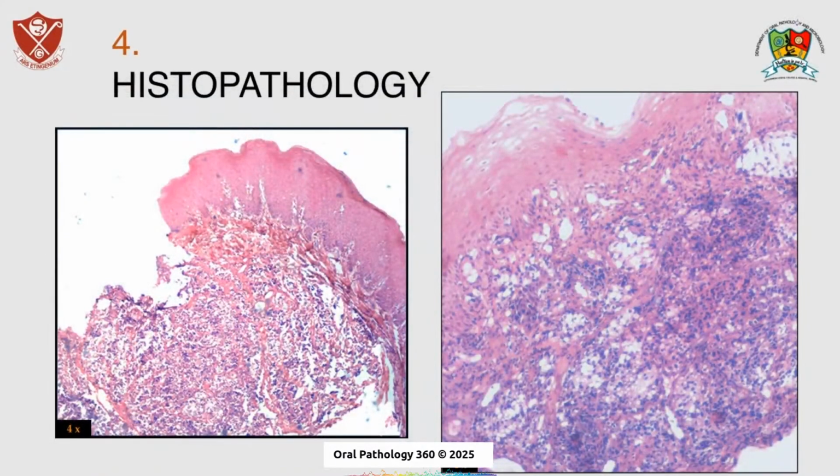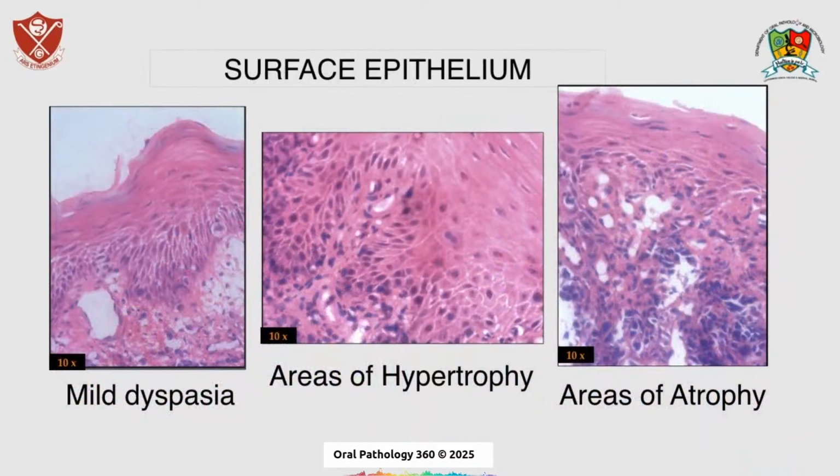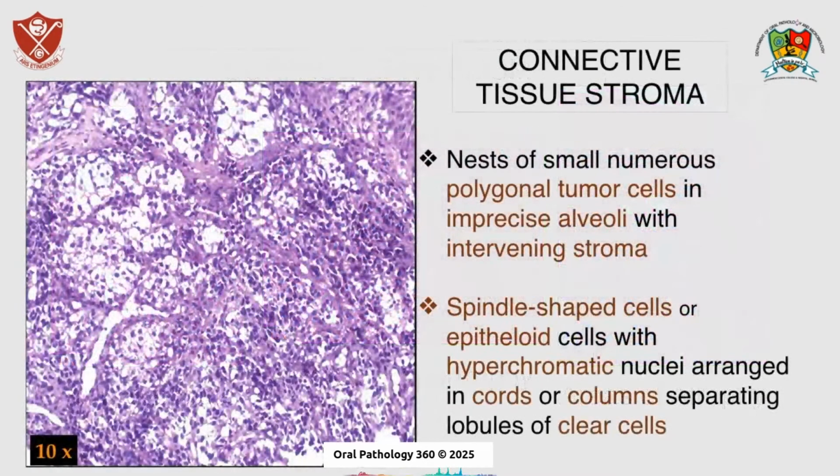On incisional biopsy, the H&E stained sections under scanner view showed parakeratinized stratified squamous epithelium and dense cellularity with vacuolated cells in the connective tissue stroma. The surface epithelium showed mild dysplasia in few areas, restricted to the lower one-third, with areas of hypertrophy and areas of atrophy. The connective tissue stroma showed nests of small, numerous polygonal tumor cells arranged in a precise alveolar pattern within the intervening stroma.